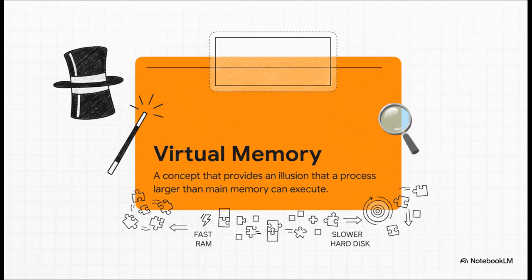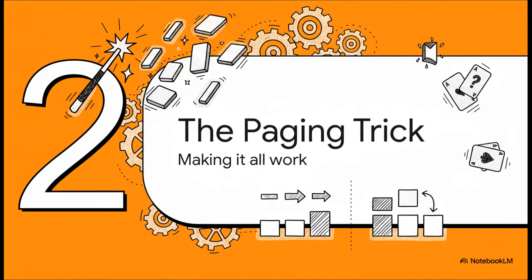You can think of it as the master illusionist. It lets programs believe they have this massive, perfect stretch of memory to work with, while behind the scenes, the operating system is frantically shuffling all the little pieces between your super fast RAM and your much, much slower hard disk. Okay, so how does the OS actually pull off this incredible sleight of hand? Well, the specific technique is something called paging. And this is really the core mechanic of the whole magic trick.